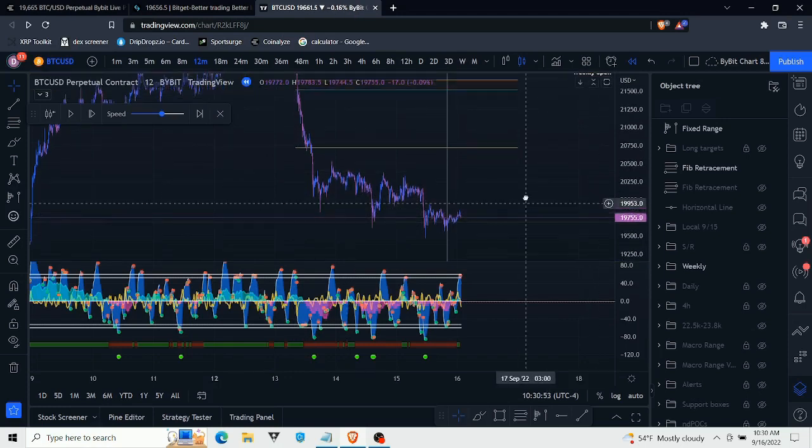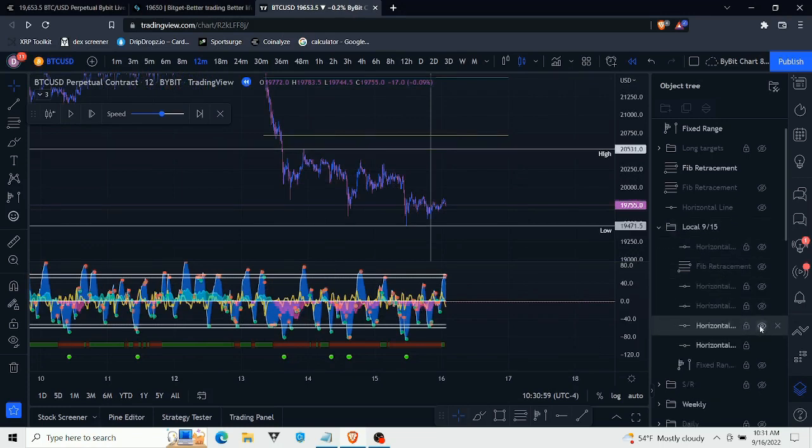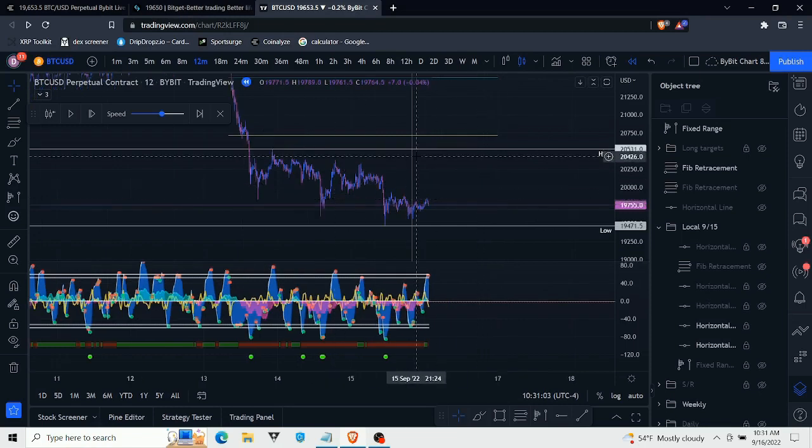So the very first thing I like to do when I'm doing local TA is I will just mark out the highs and the lows of the range. And a lot of times these highs and lows can be very significant levels. You can take trades off of them if you're seeing your confirmations.